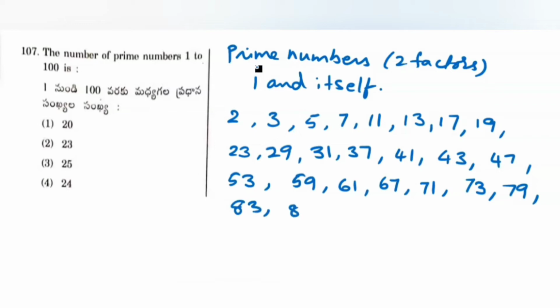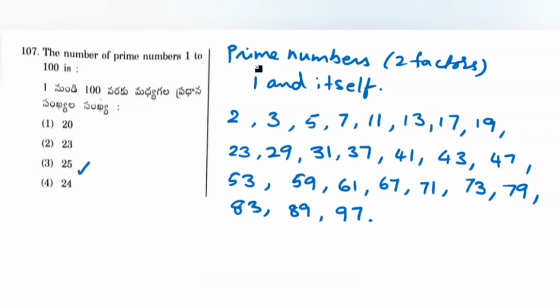And 89 is also a prime number. 97 is a prime number. That's all. So, up to 100, these are the prime numbers. How many prime numbers are there? Just count them all. There will be exactly 25 prime numbers. So, this is the answer.